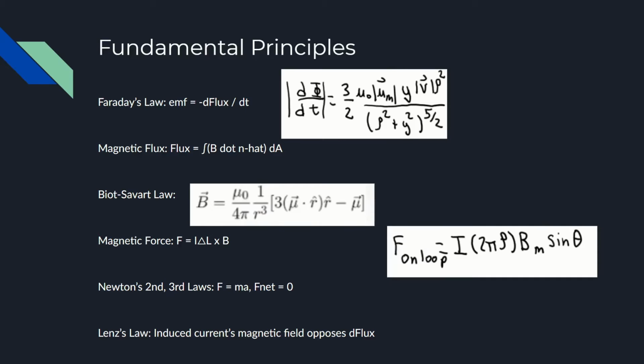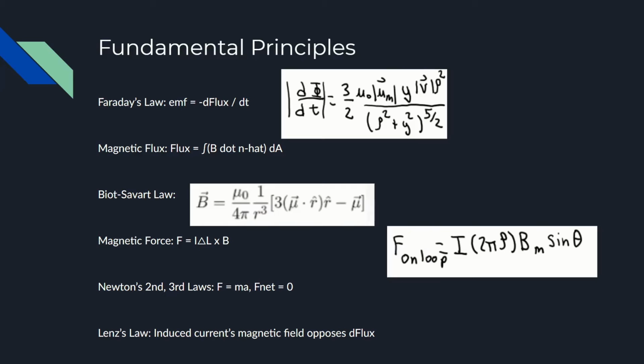And then from this you can take d flux dt is equal to 3/2 mu naught times the magnitude of the magnetic moment times y times magnitude of the velocity times radius squared over quantity radius squared plus y squared to the 5/2. Magnetic flux is flux equaling the integral of B dot n hat with respect to dA.